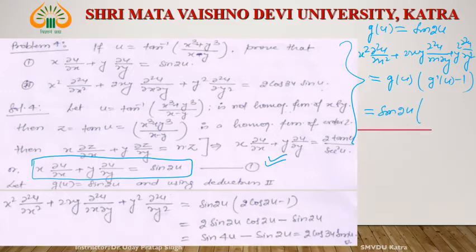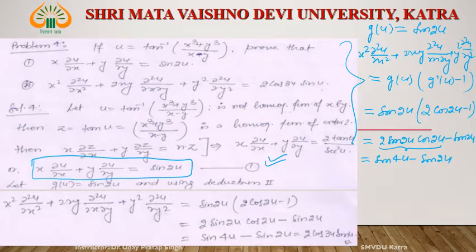What is g(u)? Sin 2u. What is g'(u)? Derivative of sin 2u with respect to u, that is 2 cos 2u minus 1, right? Multiply this term: 2 sin 2u cos 2u minus sin 2u. This is 2 sin A cos B, that is sin(A+B), meaning sin 4u, and minus sin(A−B), that is 2 sin θ cos θ, which is equal to sin 2θ, that is sin 4u minus sin 2u.